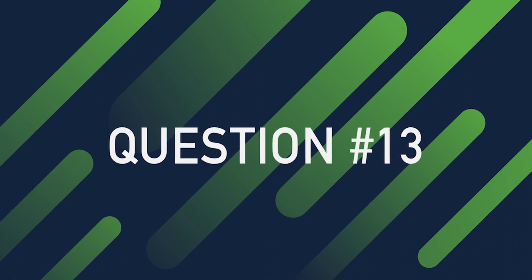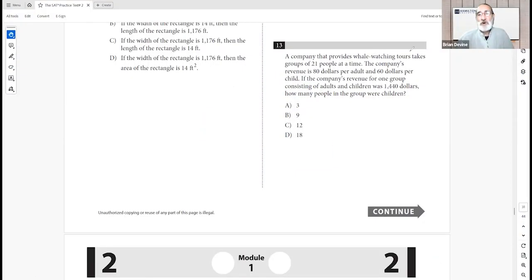Number 13, a company that provides whale watching tours takes a group of 21 people at a time. The company's revenue is $80 for an adult, $60 per child. And the revenue of a group that had both adults and children in it was $1,440. And we want to know how many of this group were children. Well, this is no different than the one we just did previously. We have to take the words and translate them into a system and then solve the system.